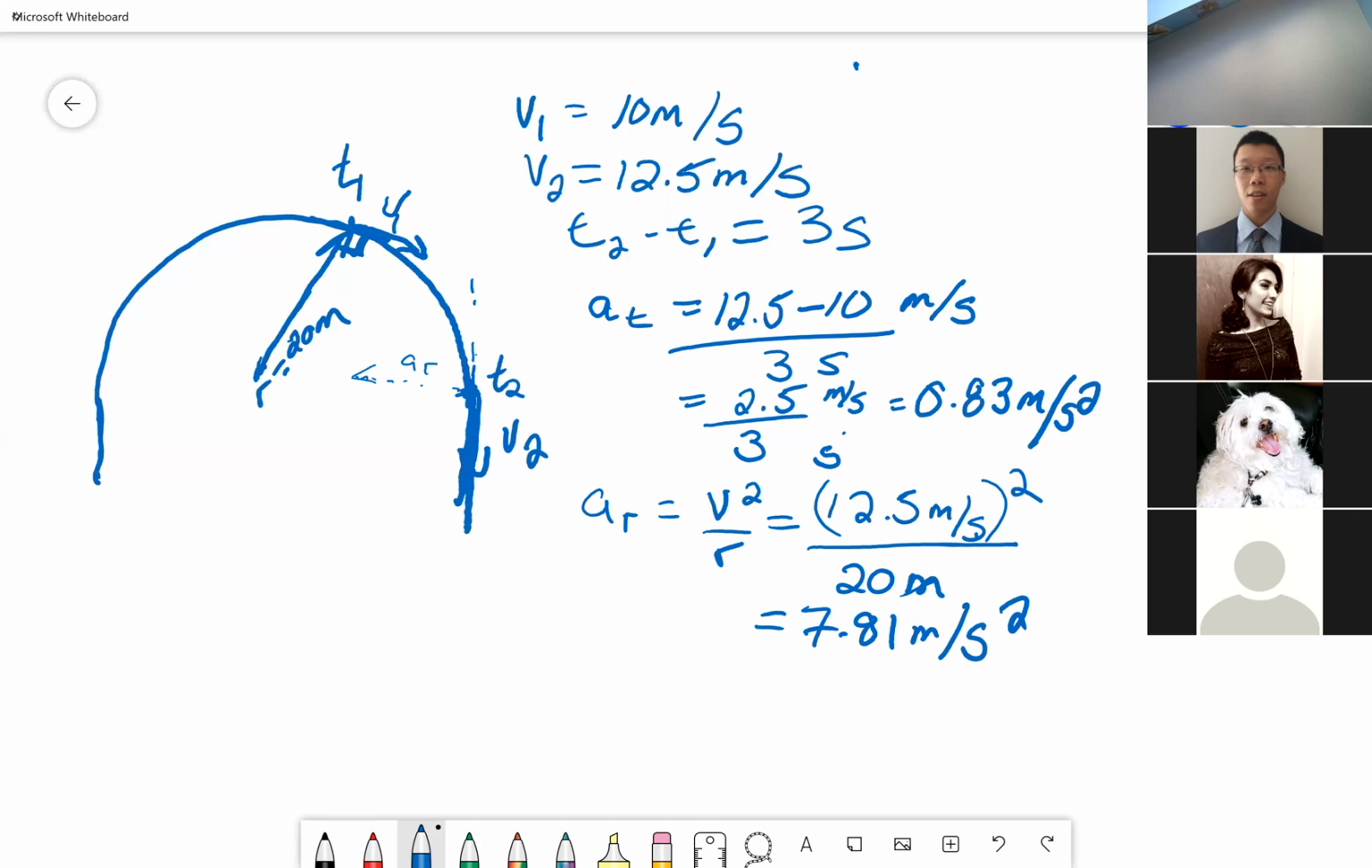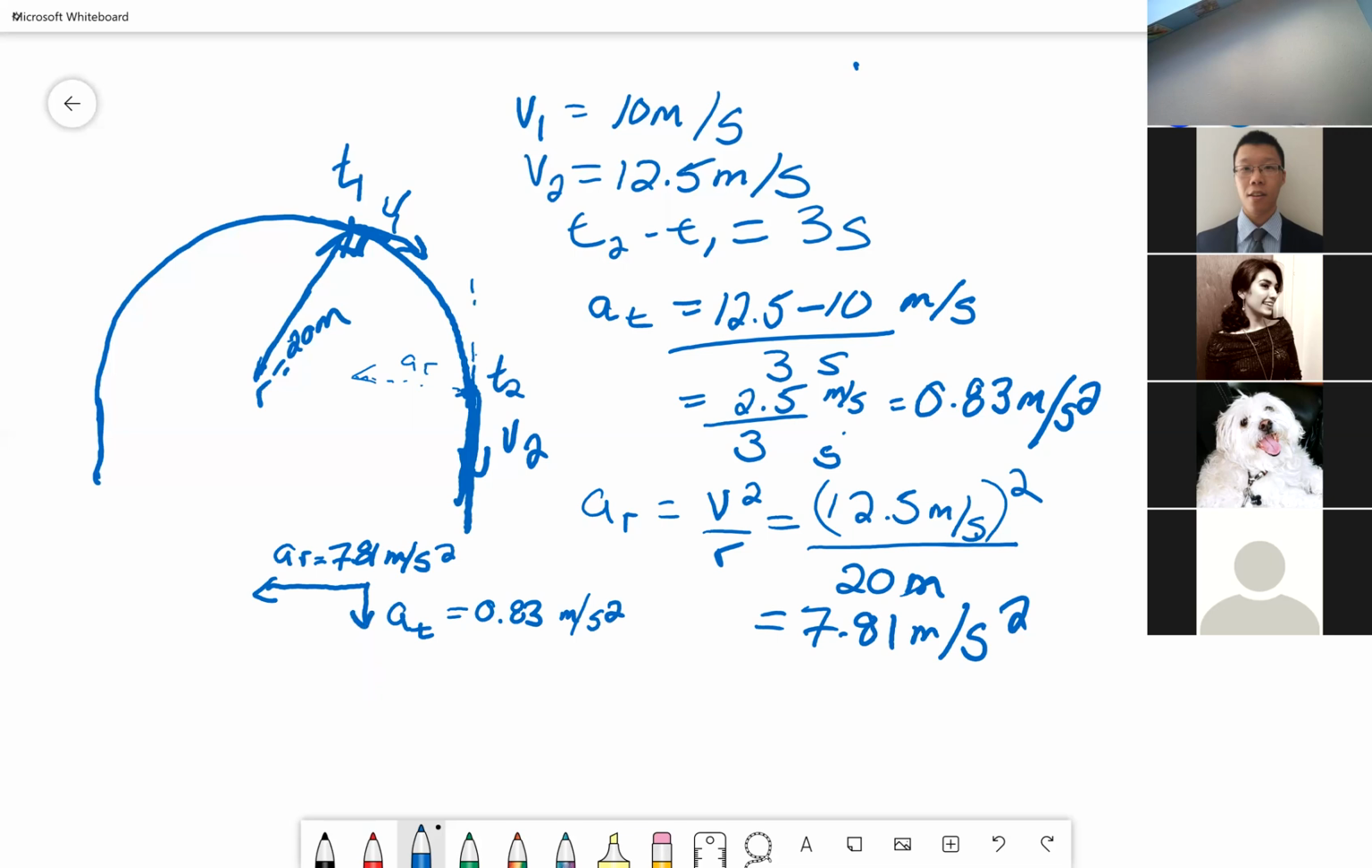So there are 2 components of acceleration on the person as they come out. As they're coming out of this curve, they have a tangential acceleration of 0.83 meters per second squared, and at 90 degrees to that, a radial acceleration of 7.81 meters per second squared. And actually, let's just make this guy smaller because obviously he's a lot smaller than that.